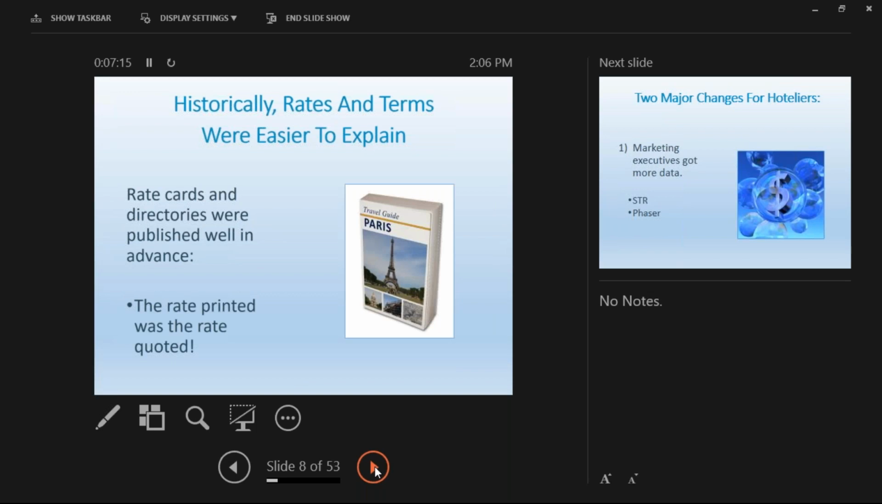So as I mentioned, rate cards were published in advance and printed. I remember at the resorts that I worked at, people would call, and a lot of the questions we would get every day, a lot of the calls would be, hello, can you please send me your rates? Or people would call up and say, can you send me your brochure and your rates?